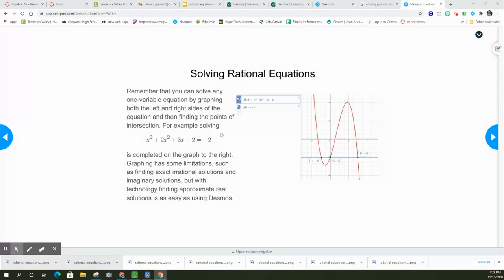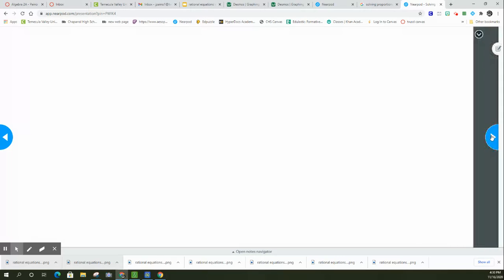So graphing is a very good way to solve any type of equation. Again, sometimes technology is helpful because sometimes the equations are hard to graph. Graphing does have limitations. In the past, the limitations are it doesn't show imaginary solutions, and the irrational ones are always rounded, so they're not exact. So we will be starting off this unit, or this week, solving rational equations by graphing.